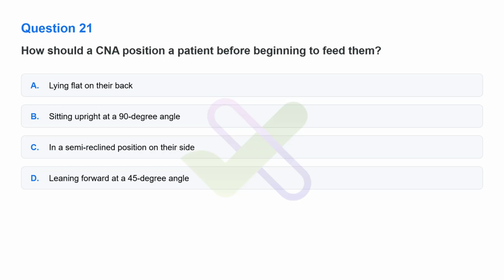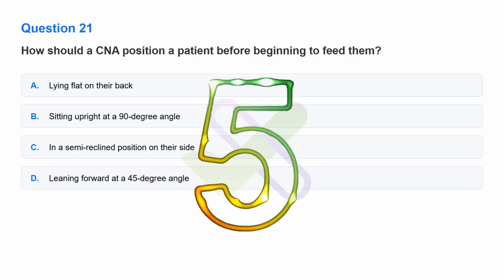How should a CNA position a patient before beginning to feed them? A. Lying flat on their back. B. Sitting upright at a 90-degree angle. C. In a semi-reclined position on their side. D. Leaning forward at a 45-degree angle.